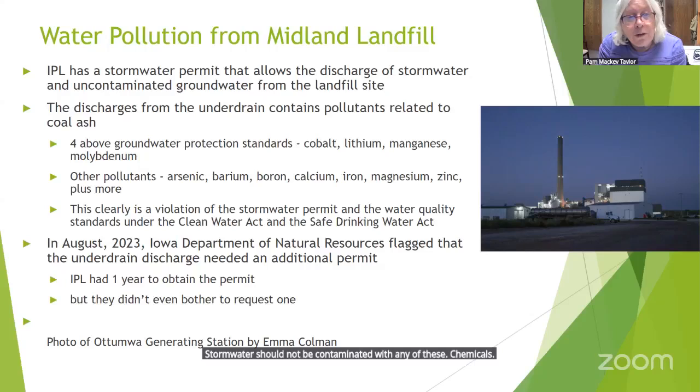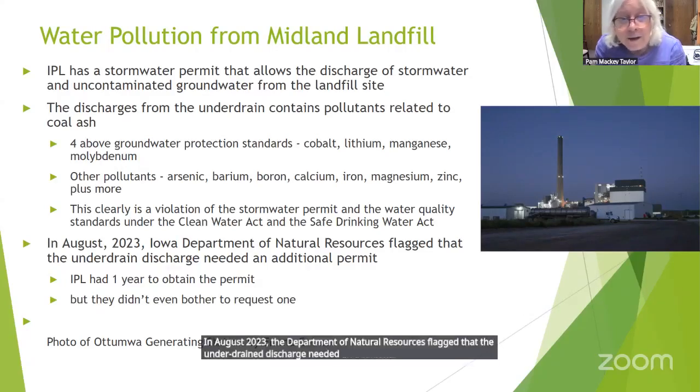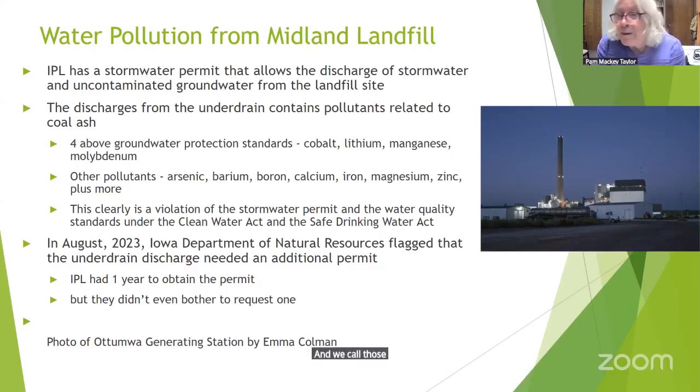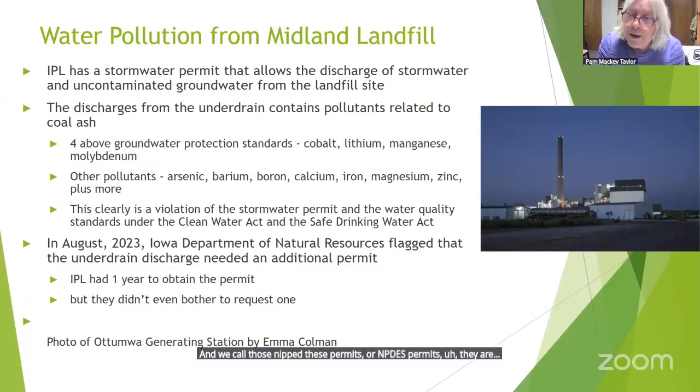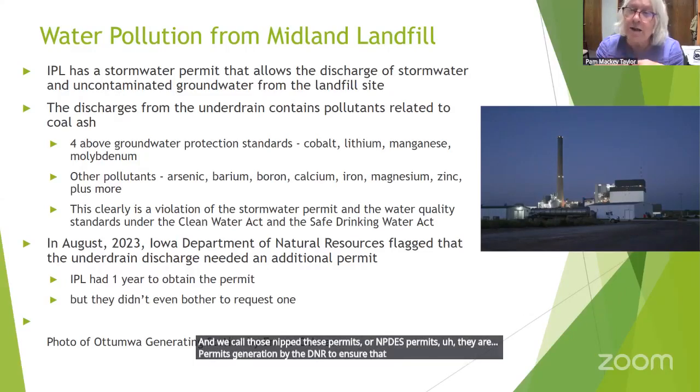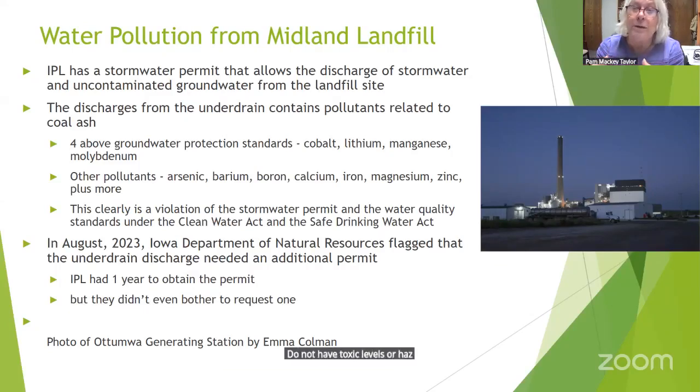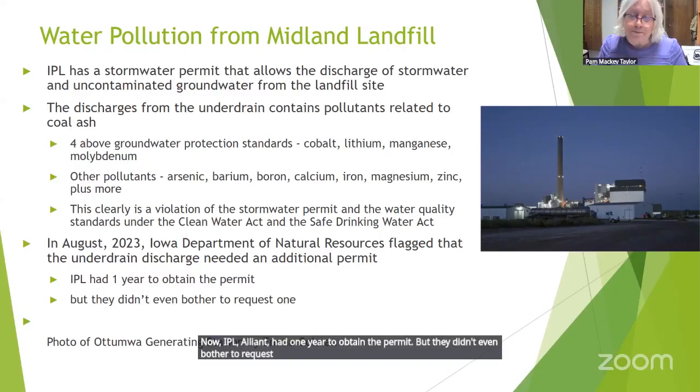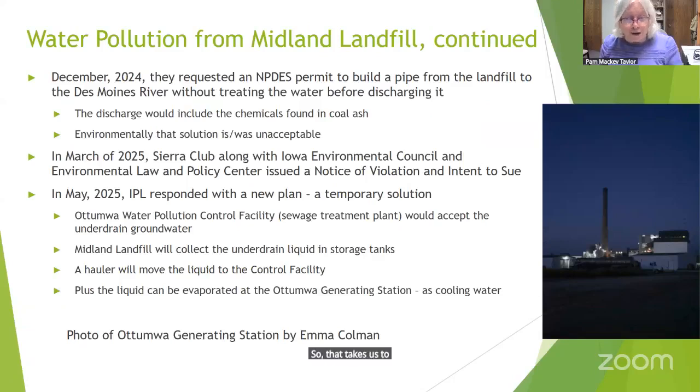In August 2023, the Department of Natural Resources flagged that the underdrain discharge needed an additional permit. And we call those NPDES permits. They are permits that are issued by the DNR to ensure that discharges into a water body do not have toxic levels or hazardous levels of pollutants. Now, IPL Alliant had 1 year to obtain the permit, but they didn't even bother to request one. So that takes us to the next stage.